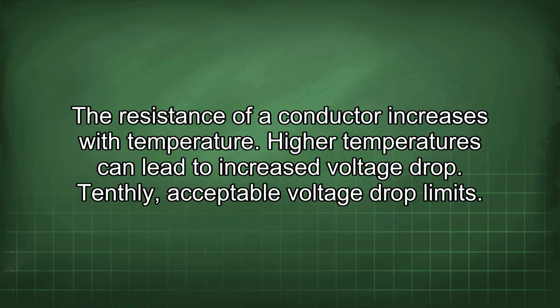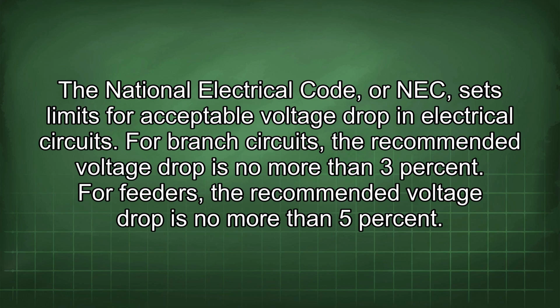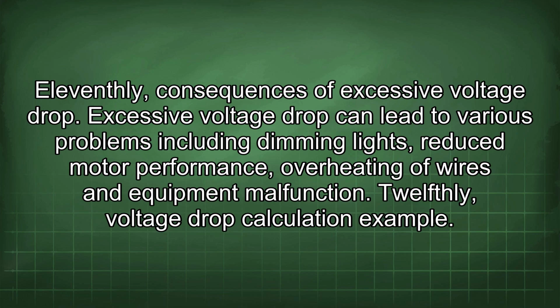Tenthly, acceptable voltage drop limits. The National Electrical Code, or NEC, sets limits for acceptable voltage drop in electrical circuits. For branch circuits, the recommended voltage drop is no more than 3%. For feeders, the recommended voltage drop is no more than 5%. 11thly, consequences of excessive voltage drop. Excessive voltage drop can lead to various problems including dimming lights, reduced motor performance, overheating of wires and equipment malfunction.